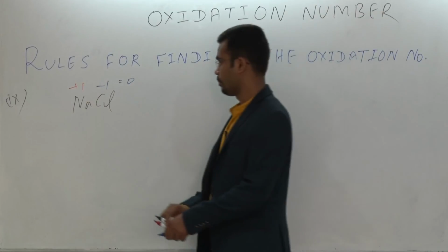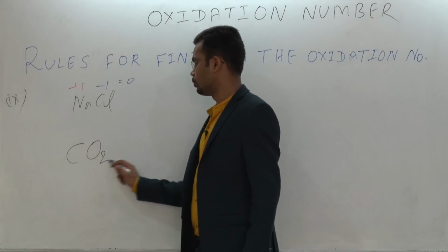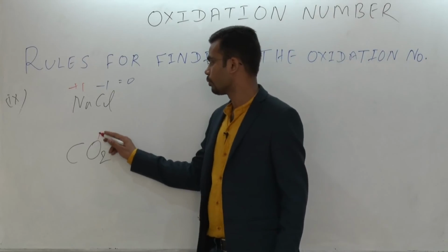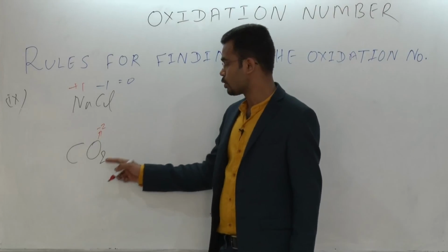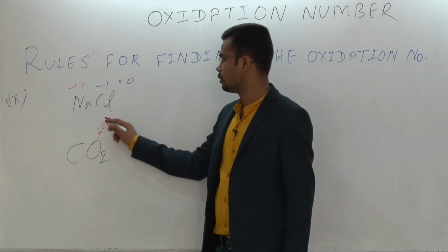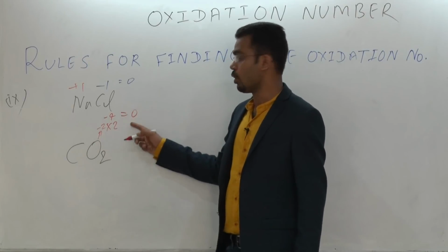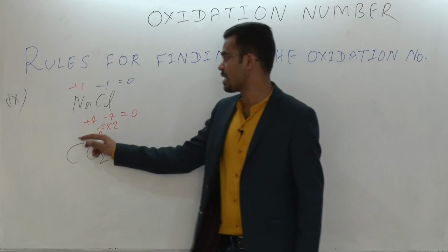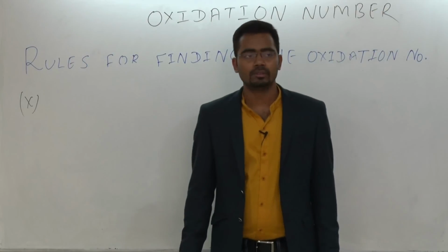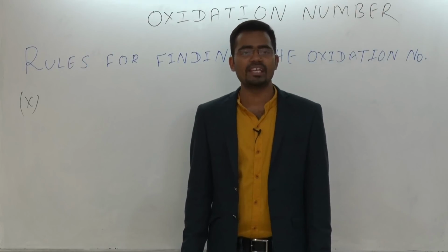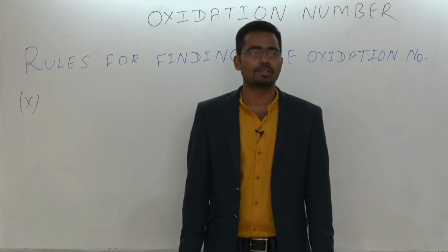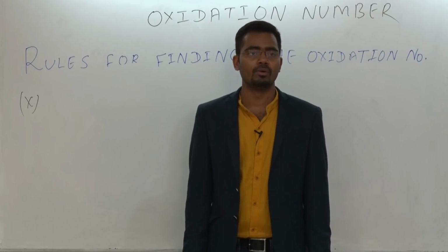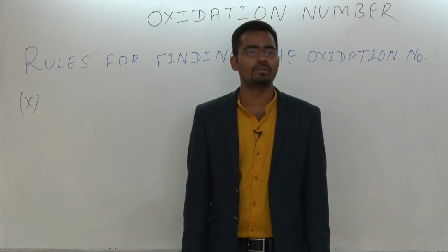For example, CO2. We know that oxygen has -2, but it has 2 atoms. So multiplied by 2, which is equal to -4, and the total should be equal to 0. Therefore, carbon has +4. For an ionic compound, the sum of the oxidation numbers of each element must be equal to the charge on the given compound.